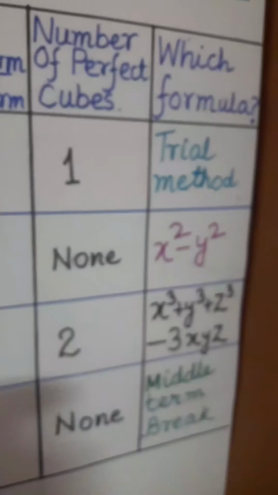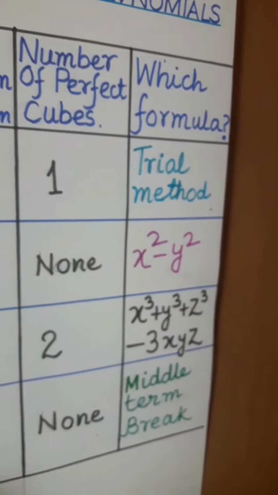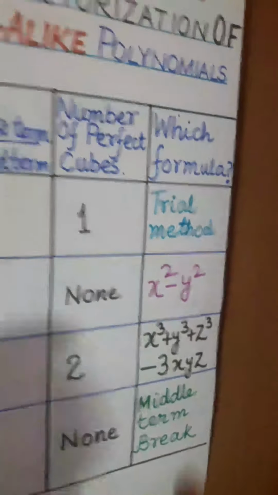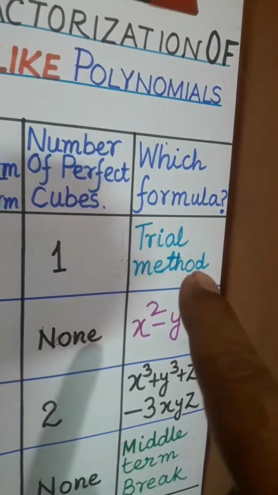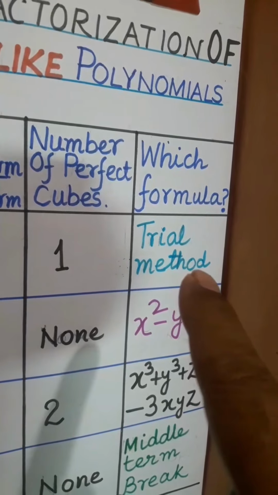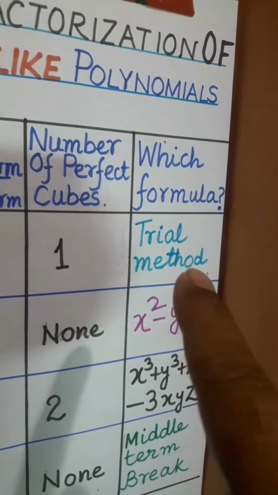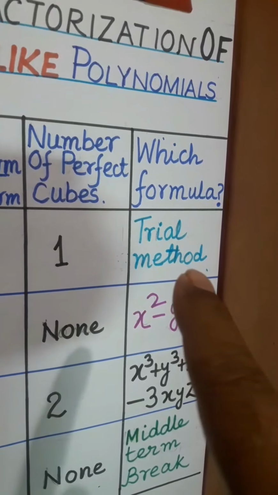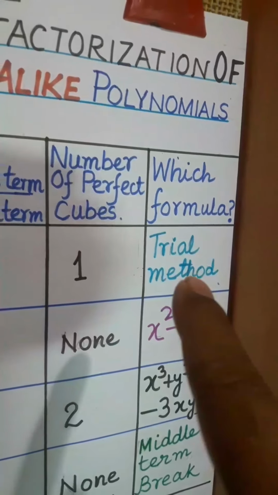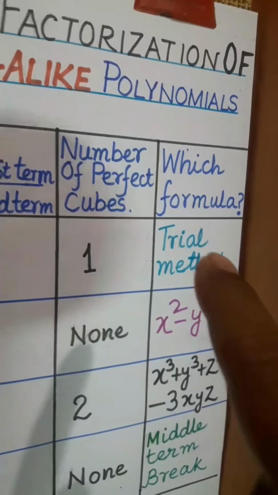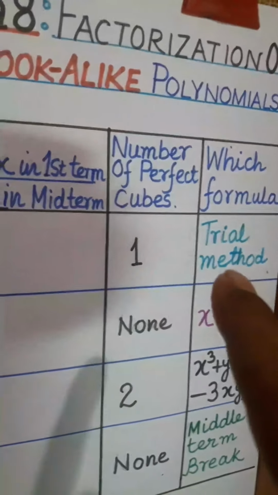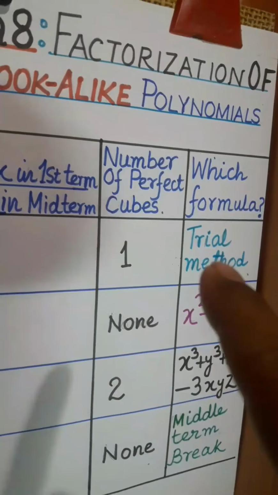And from these findings, we can immediately say that when the ratio of the power of x in the first term to the power of x in the middle term is 3, it's a trial method. That is where you have to find the zero of the polynomial function, and then by putting x plus or minus that value for which the polynomial becomes 0, that is a factor, and find out the rest. The conventional trial method of solution, or the vanishing factor.